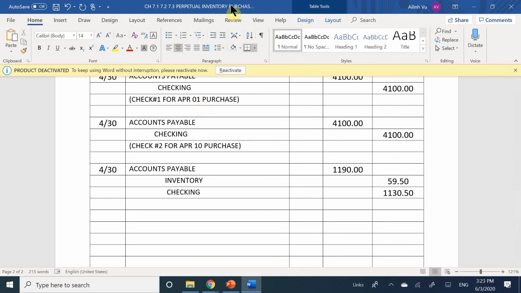It seems like periodic would probably be the easiest, because perpetual is a lot of back and forth. Exactly. All right, let me go ahead and fill out this little description here. This is check number 3 for the April 20th purchase.